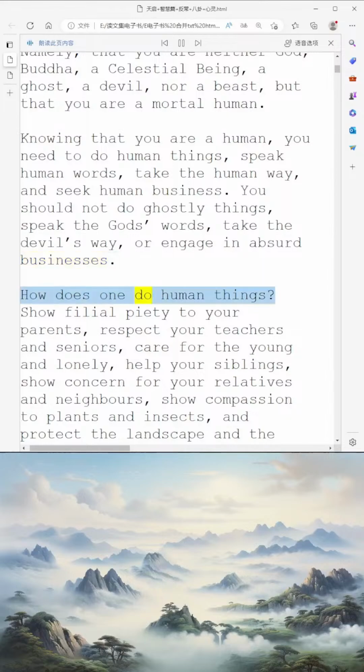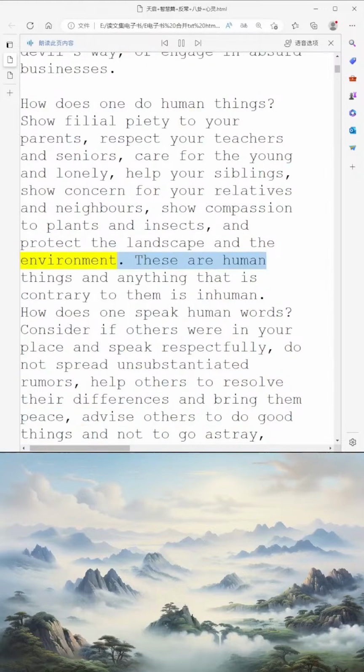How does one do human things? Show filial piety to your parents, respect your teachers and seniors, care for the young and lonely, help your siblings, show concern for your relatives and neighbors, show compassion to plants and insects, and protect the landscape and the environment. These are human things, and anything that is contrary to them is inhuman.